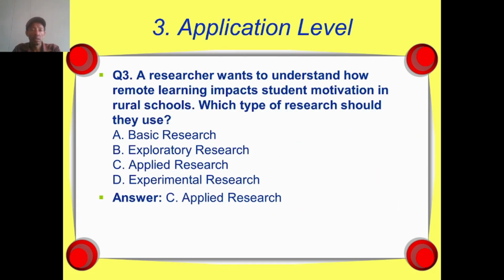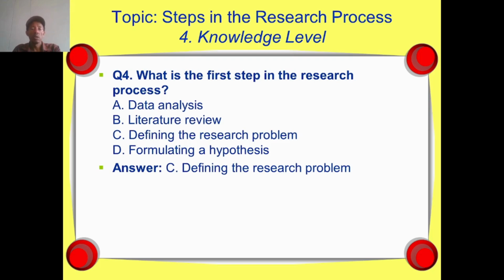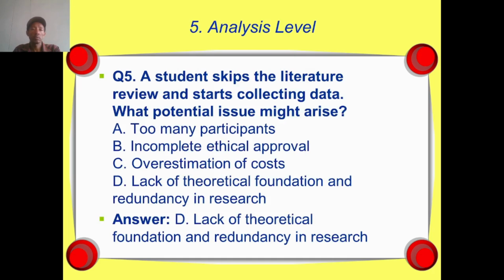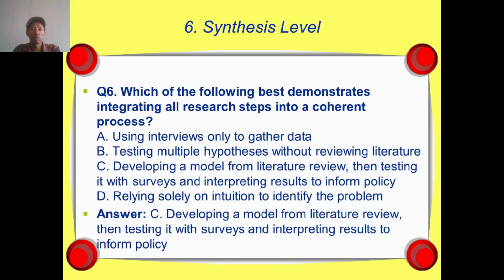Application level questions are, for instance: a researcher wants to understand how remote learning impacts student motivation in rural schools. Which type of research should they use? What is the first step in the research process? A student skips the literature review and starts collecting data. What potential issues might arise? Which of the following best demonstrates integrating all research steps into a coherent process?